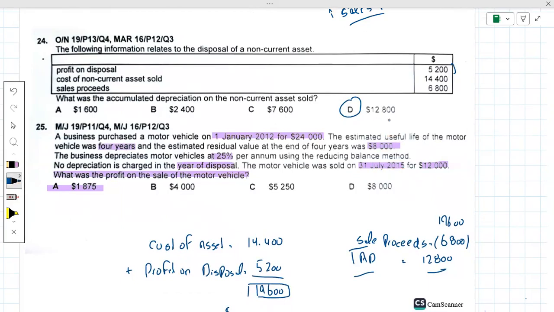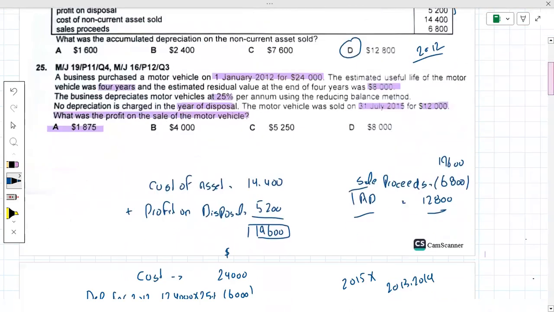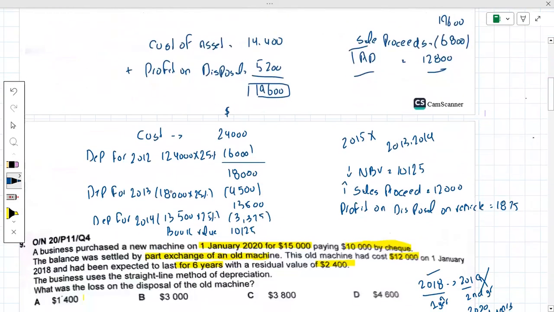In 2012, first of all, we have to find out its depreciation for 2012. Because we don't have any net book value at the start of the year, we are applying the rate on the cost. So $24,000 is the cost of the vehicle, multiplied by 25%. So we have the depreciation for 2012, which is $6,000.